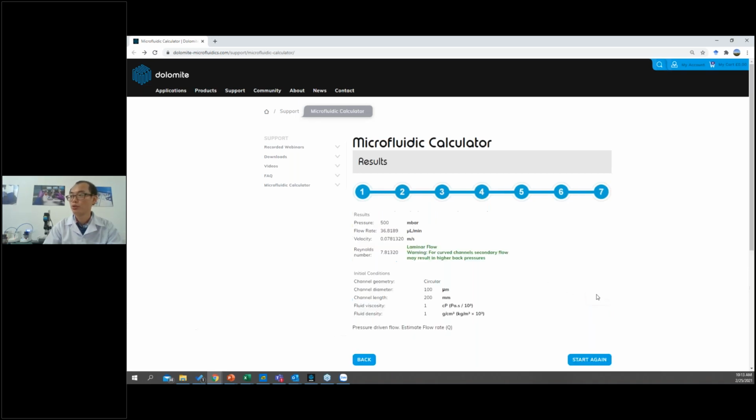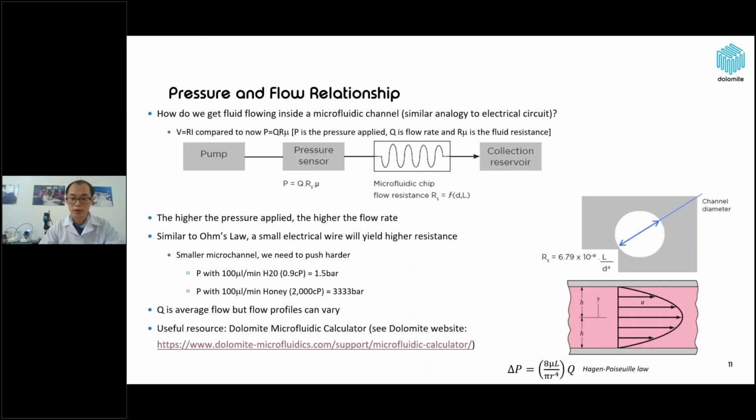And next, you can see the results. So your flow rate will be 36 microliter per minute with the velocity value, and the Reynolds number is 7.8. So it's a laminar flow. So it's a very useful tool when you want to calculate the relationship between the pressure and flow rate. You can calculate the Reynolds number as well. Let's go back to our presentation.